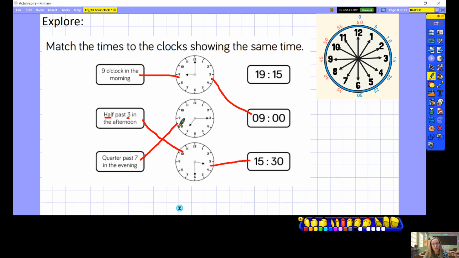So then our last clock, 7:15 in the evening. So here I can see the analog clock that shows 7:15. And then that time in digital, the hour is 7. So 7 add 12 is 19. And then the minutes would be 15, because we can count around our clock in fives: 5, 10, 15. So we've got 19:15 is our time written on digital times.